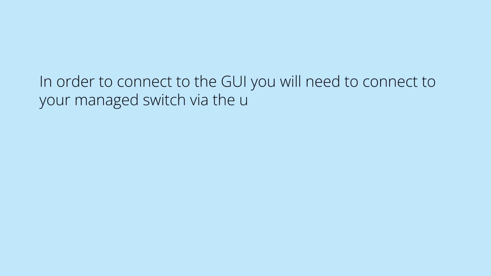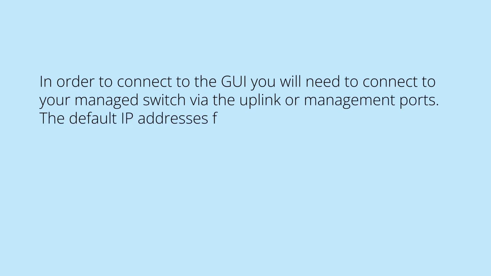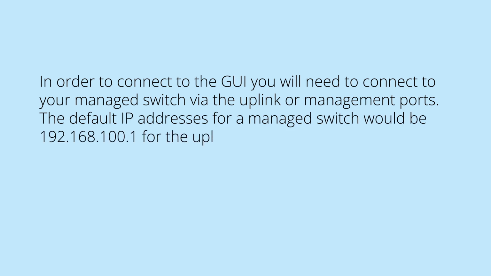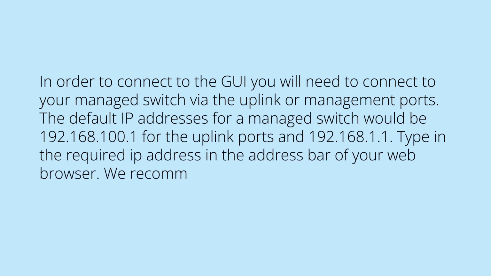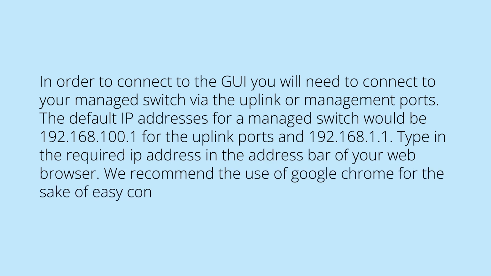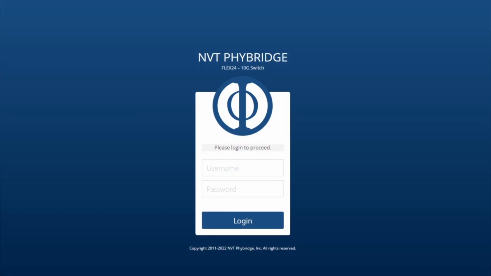It should also be noted that on the Flex 2410G, you're able to connect to the GUI via the Downlink ports as well. The default IP addresses for the managed switch will be 192.168.100.1 for the uplink and downlink ports, and 192.168.1.1 for the management ports. Type in the required IP address in the address bar of your web browser. We recommend the use of Google Chrome for the sake of easy connectivity.